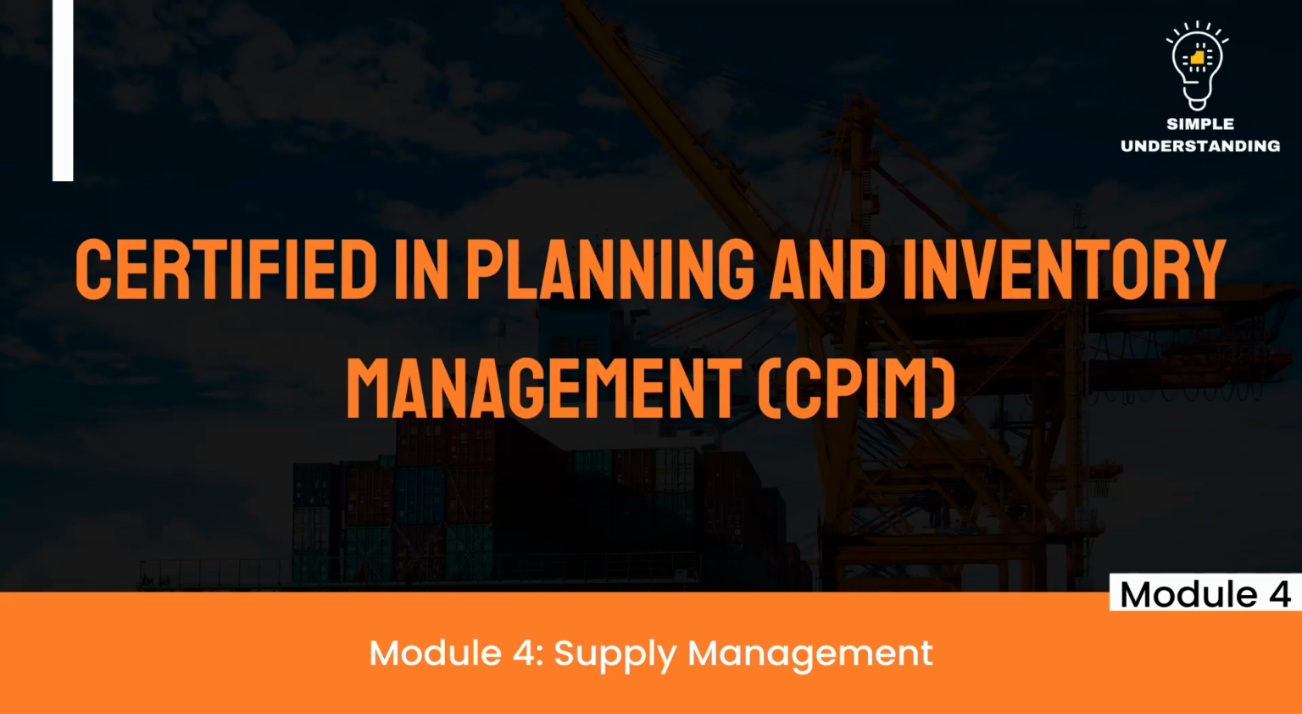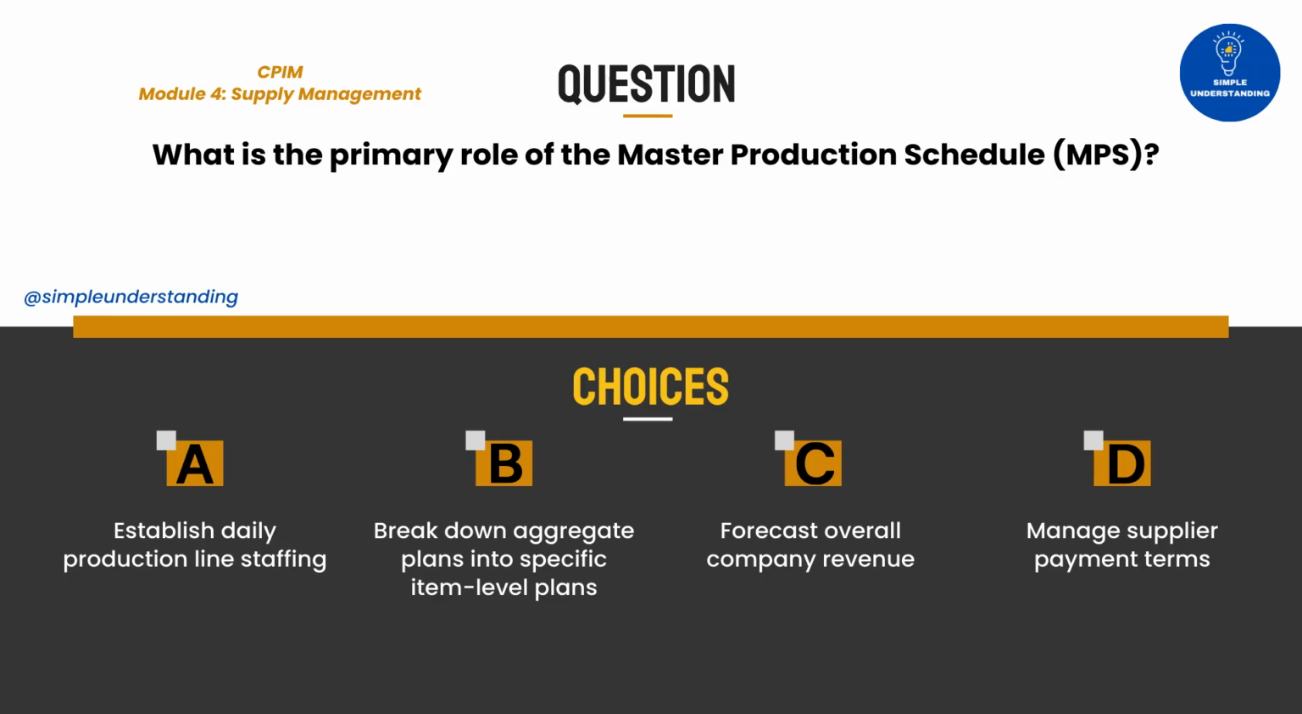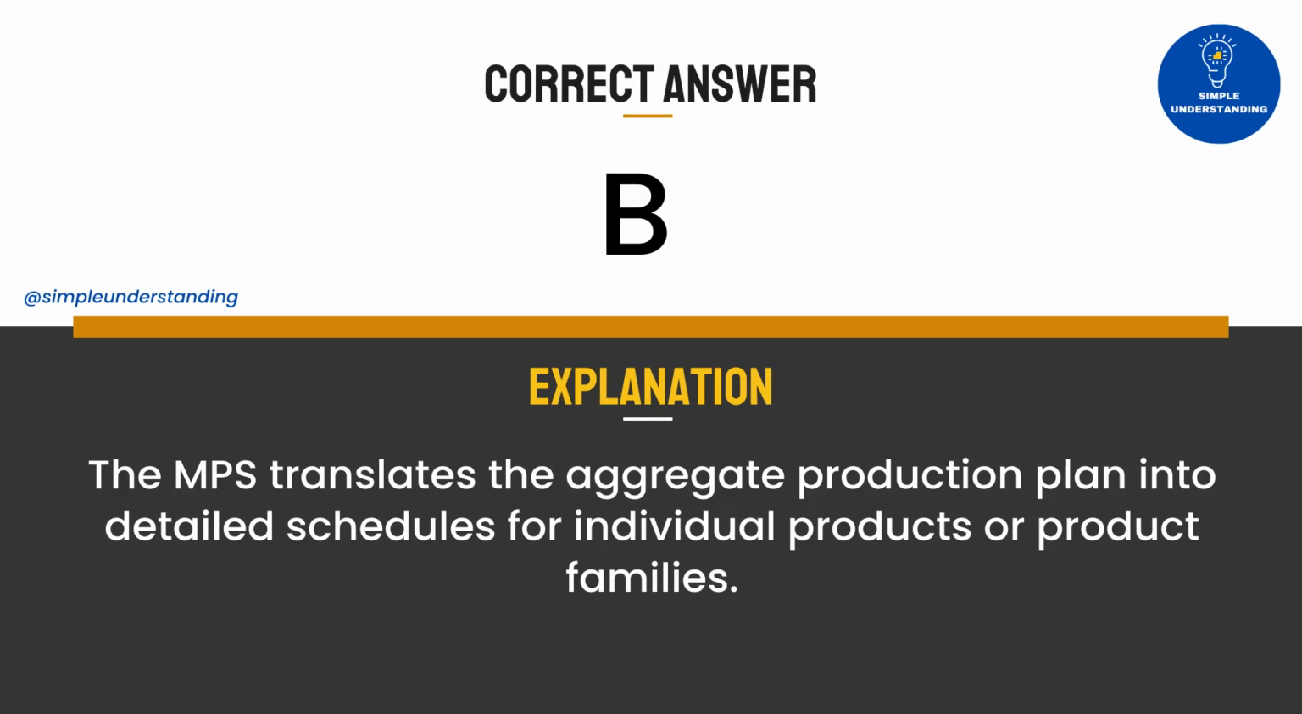Let's begin with Module 4, Supply. Question 1. What is the primary role of the Master Production Schedule, MPS? A. Establish daily production line staffing. B. Break down aggregate plans into specific item-level plans. C. Forecast overall company revenue. D. Manage supplier payment terms. Correct answer. B. Explanation. The MPS translates the aggregate production plan into detailed schedules for individual products or product families.